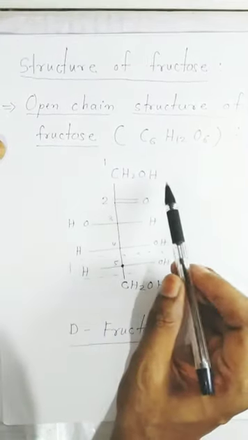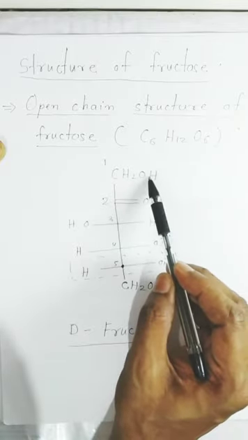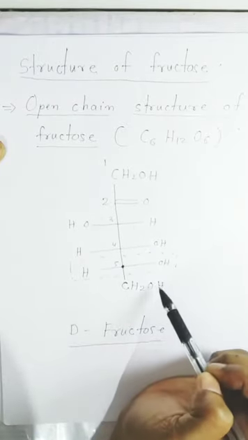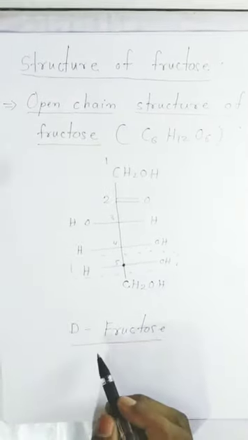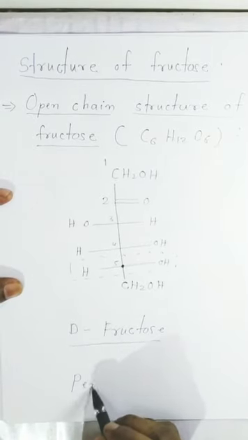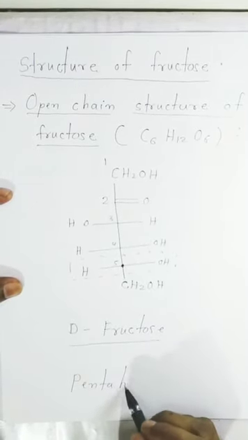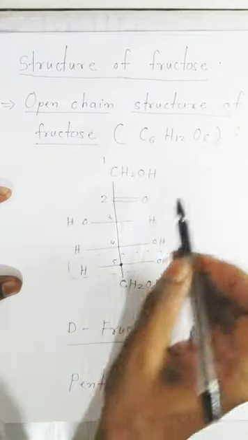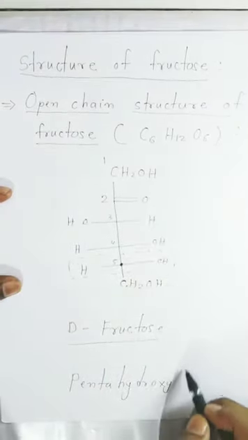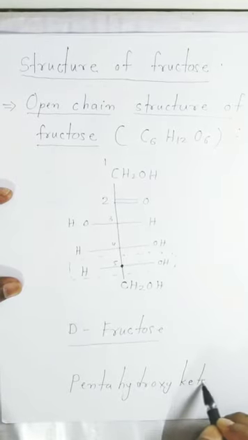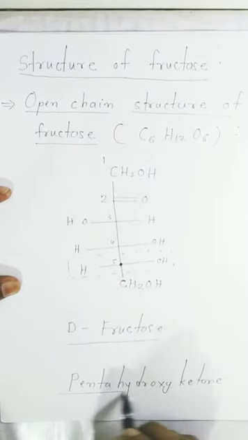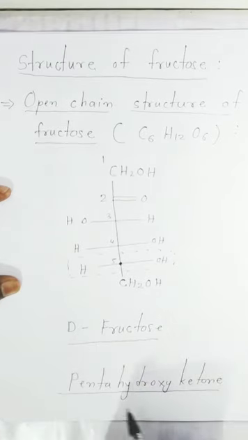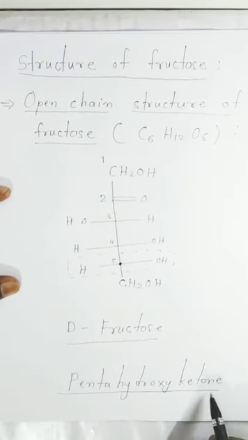Now students, how many hydroxyl groups are there in total? 1, 2, 3, 4, 5. So it is also called pentahydroxy. And this fructose contains a ketone, so it is called pentahydroxy ketone. Only one keto group is there. So this D-fructose we also call pentahydroxy ketone.